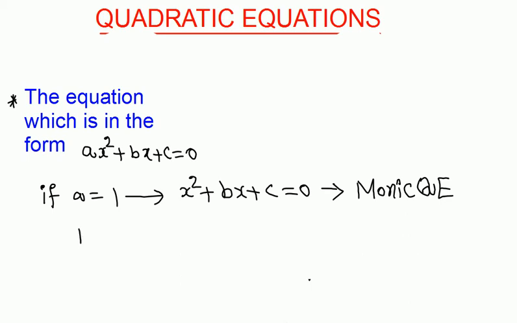Suppose here the b value is equal to 0. Then the equation must be in the form of ax square plus c is equal to 0. So this type of equation is called a pure quadratic equation.